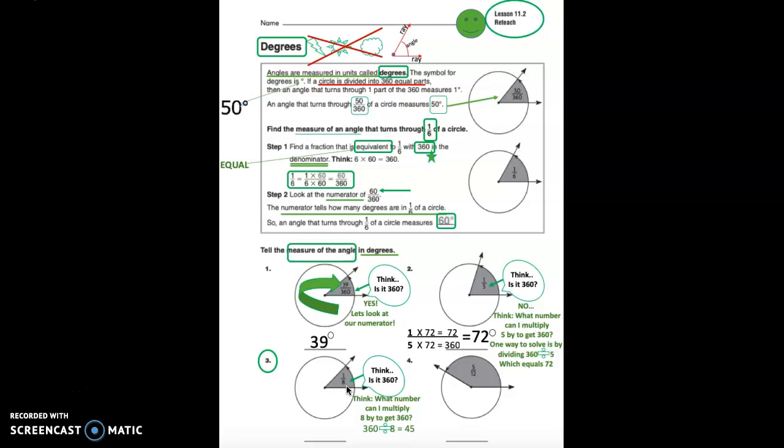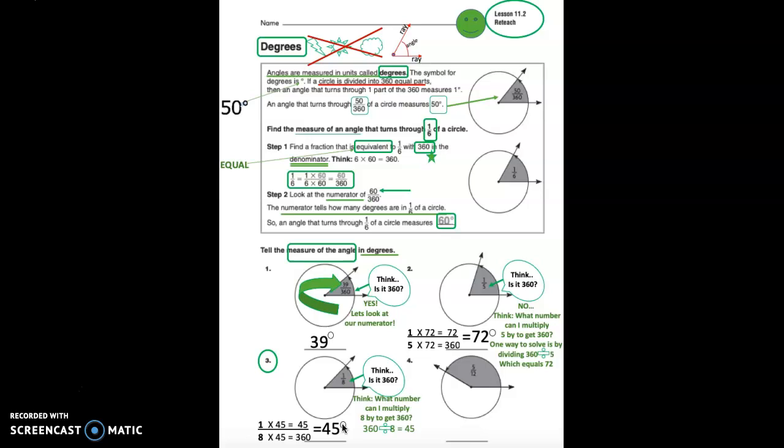But let's do some more math. I'm going to take my 1/8 and multiply both the numerator and denominator by 45. 1 times 45 equals 45. We know 8 times 45 equals 360. There's our magic number. Now that our denominator is 360, I'm going to look at my numerator. My numerator is going to tell me how many degrees 1/8 is in a circle. So I know this is 45, so our answer is going to be 45 degrees.